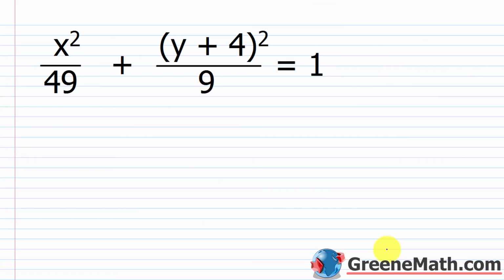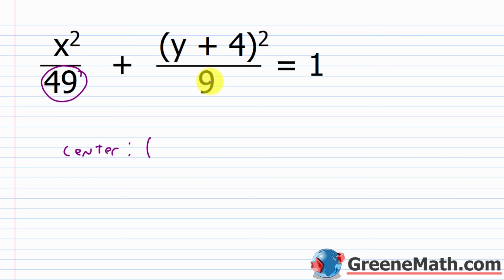All right, let's take a look at one final problem now. So we have x squared over 49, plus the quantity y plus 4 squared over 9. This equals 1. So this guy, we want to start by, again, finding the center. And in this case, we have what? The 49 is bigger than the 9, so this would be a horizontal ellipse.